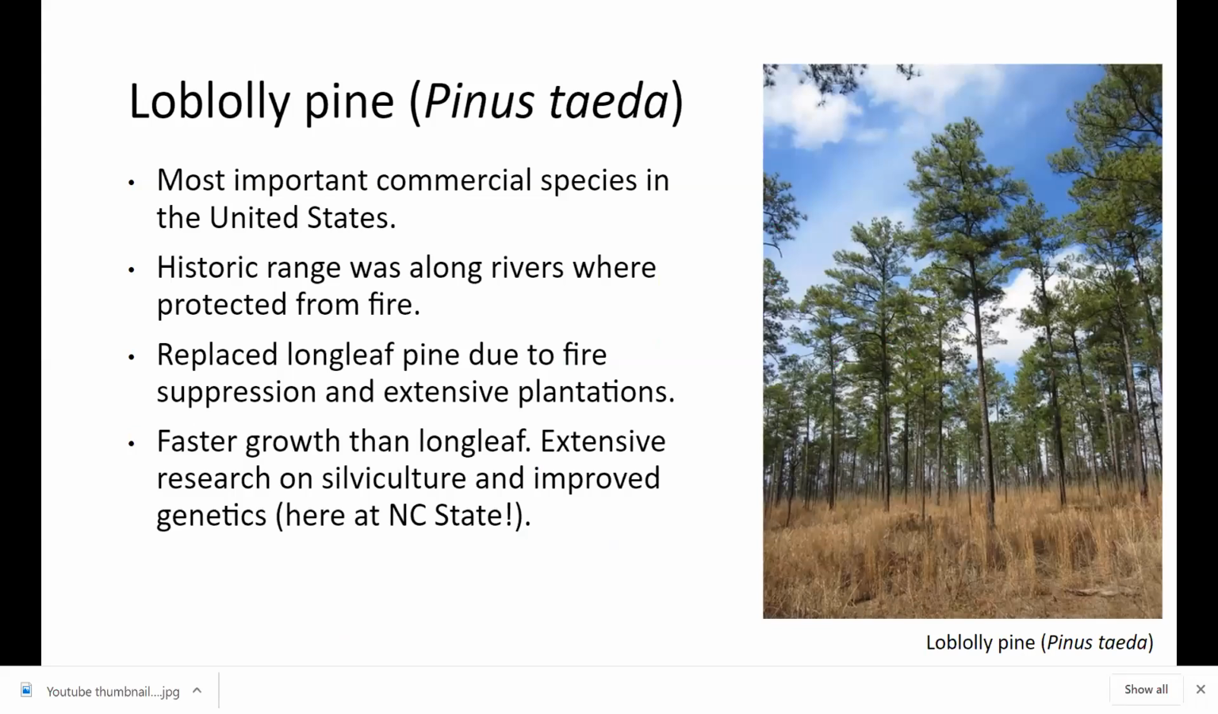This is Pinus taeda, which we learned the first week of lab, partly because this is the most important commercial species in the United States, and it's certainly a special focus here at NC State. Many of you who study forest management will learn more than you ever wanted to know about producing this species commercially. But historically, loblolly was widespread, but it was limited in where it could live. It was mostly found along rivers, and that's because there it was protected from fire. Loblolly pine is not a fire-tolerant species.